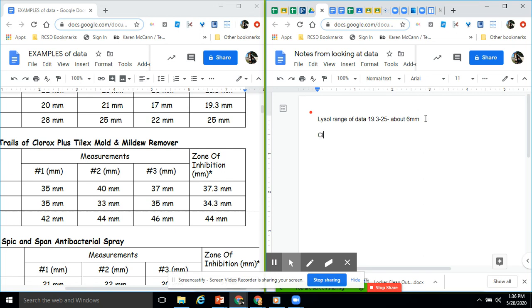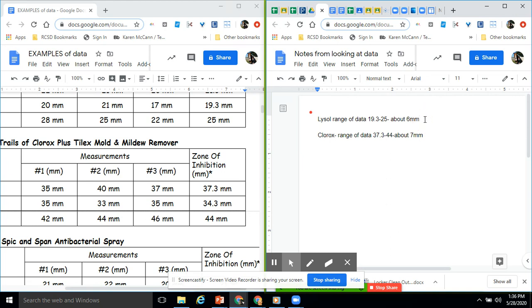So then we're going to say Clorox. These are just notes so you can see what we're talking about. Range of data was 37.3 to 44. And that was about, oh, I've got to do the math again, that was about 7 millimeter difference. Okay, so in some ways they've been consistent.